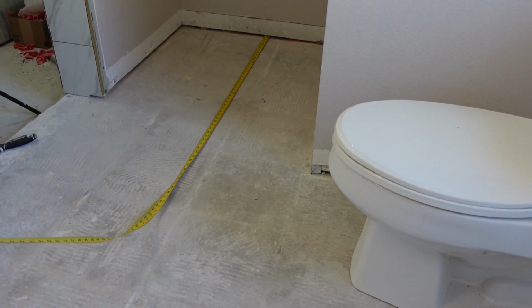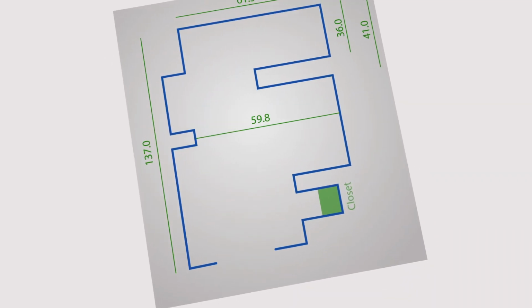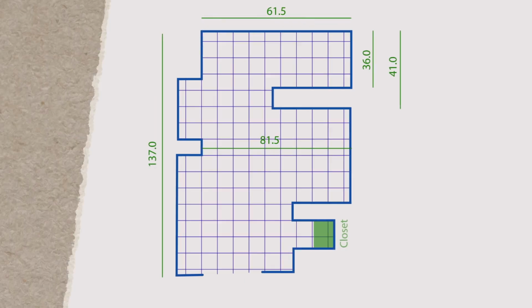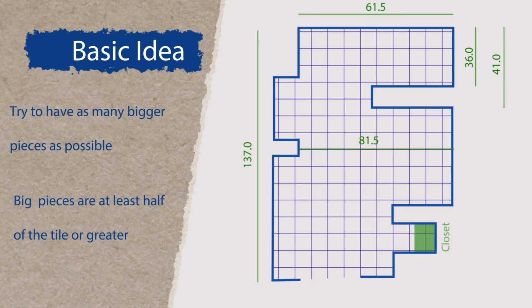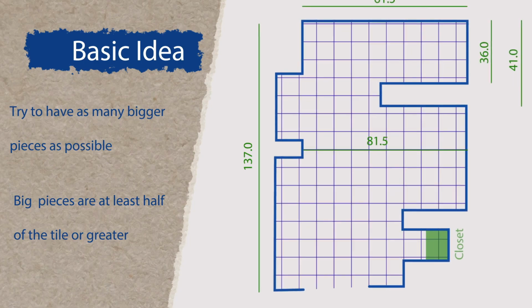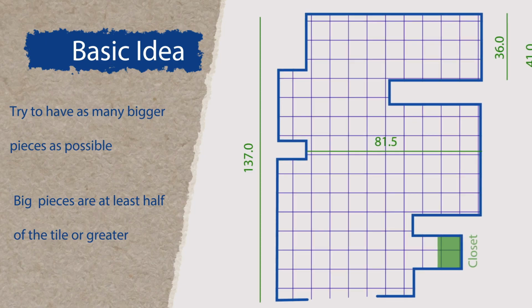Or if you're doing a small room, that'll be even easier because you will have less features. If you want, you can measure and document everything out to do the layout on paper. However, I'll show you how to do without that. The idea is to have as many bigger pieces as possible in the most visual spots as possible. By bigger, I mean the pieces have to be at least half of the tile or greater. Whenever possible, try to have a whole tile or close to a whole tile.